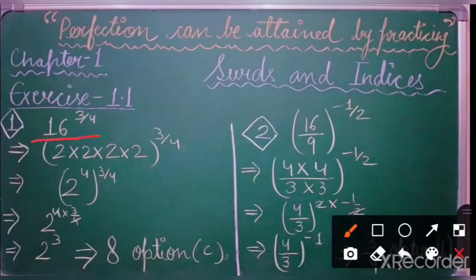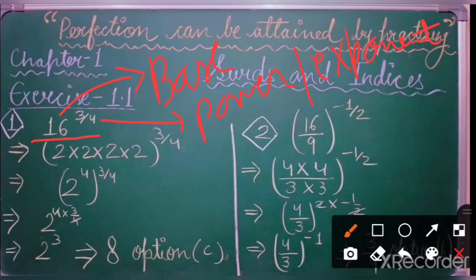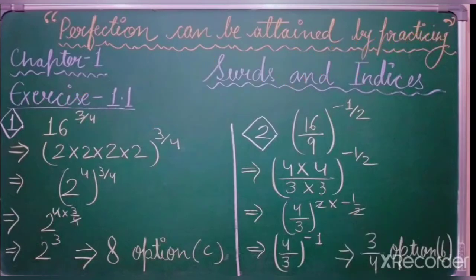As you can see, there are two numbers. One is written in the normal format and one is written slightly higher than that. So this 16 is called the base, B-A-S-E, and the number written above is called the power or exponent, E-X-P-O-N-E-N-T, right? So I'll say it as 16 to the power 3 by 4. Let's start how to solve these questions.